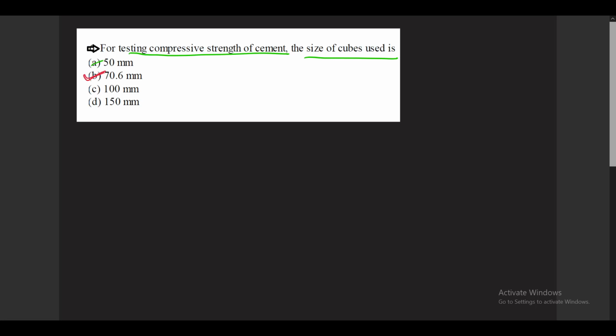You all know that in order to determine the compressive strength, the standard sand, that is the Ennore sand, is used. Ennore is the place, and the cement to sand ratio is 1:3. So remember these points for testing compressive strength of the cement.